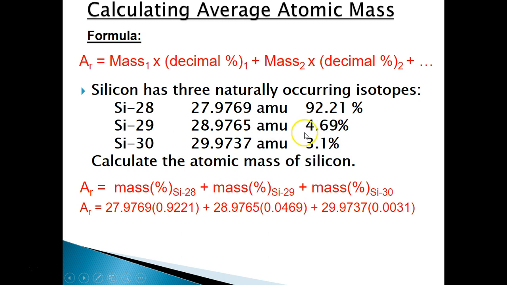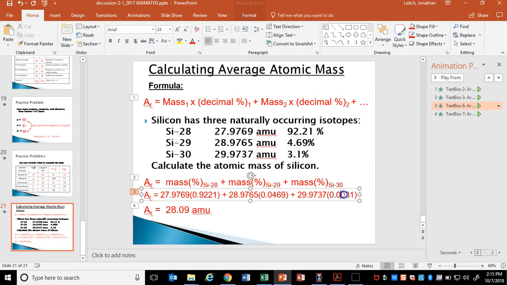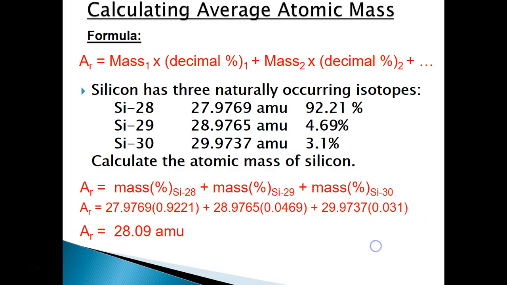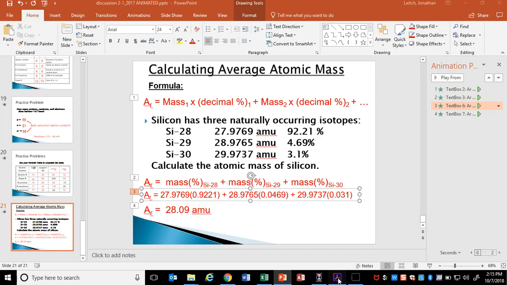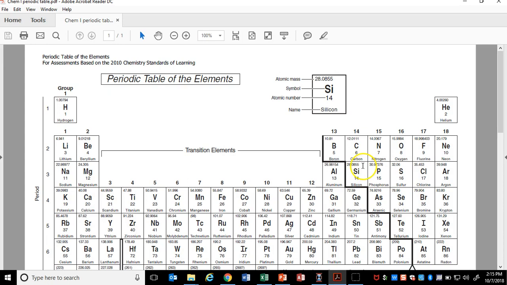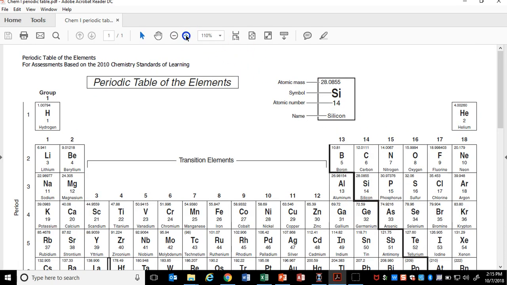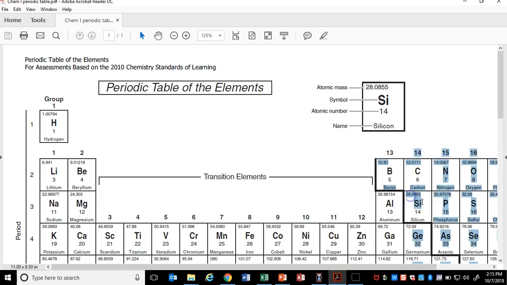We're going to add that to the mass of the second isotope times its decimal percentage. After sliding the decimal point 2 places to the left, we're going to get 0.0469, plus the mass of the final isotope times its decimal percentage, which will give us 0.031. Sorry, that's an error. I'm going to fix it right now because I'm right at the end of the discussion. 0.031. When you put that into your calculator, you get 28.09 atomic mass units, which, if you look at silicon on the periodic table, 28.09 is what we're going to find on the periodic table.